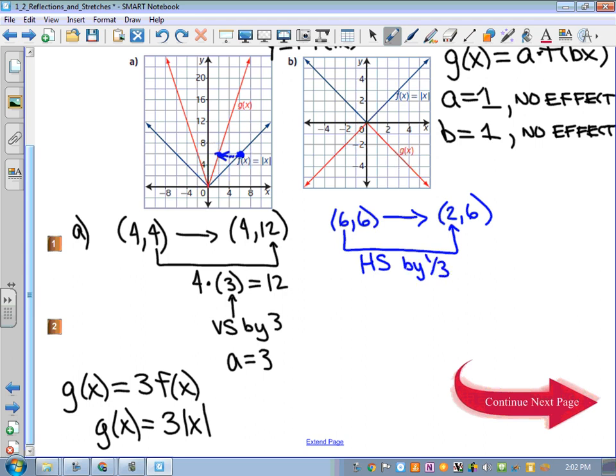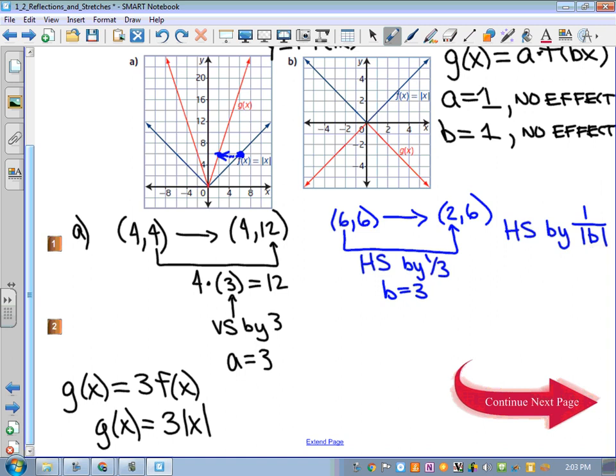This is the problem with horizontal. If it's a horizontal stretch by 1/3, then the b parameter is 3. And that is a tricky part for a lot of students. Remember that horizontal stretch is by 1 over b if there's no reflections, but 1 over the absolute value of b is a good general, universal statement.